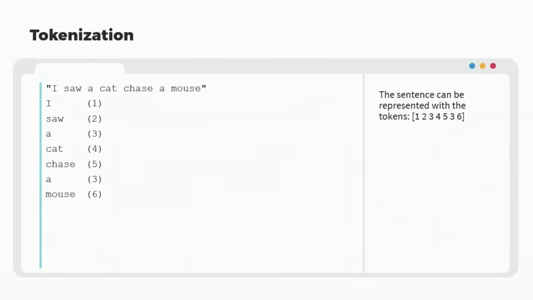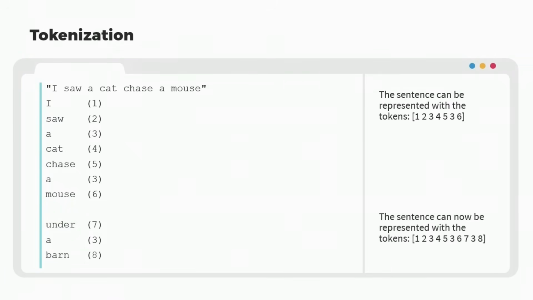As model training continues, each new token in the training text is added to the vocabulary with appropriate token IDs. So for example, under would be 7, a again 3, and barn would be 8. So the sentence overall can now be represented with the tokens 1, 2, 3, 4, 5, 3, 6, 7, 3, 8.